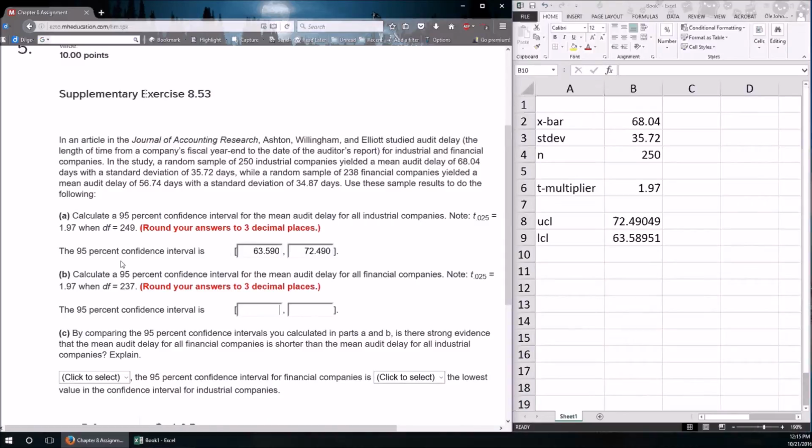Now the second set. Mean audit delay for all financial companies. So we have 238 financial companies, mean audit delay of 56.74, standard deviation of 34.87. And again, we're given the t-value. Again, it's 95%, so alpha is 5%, which means alpha over 2 is 2.5%.